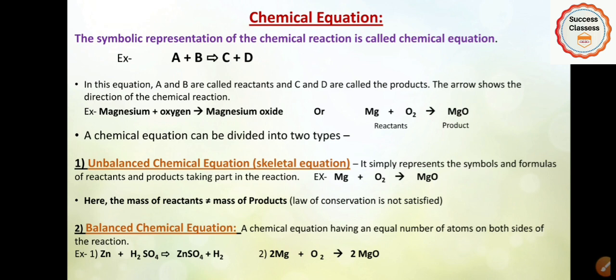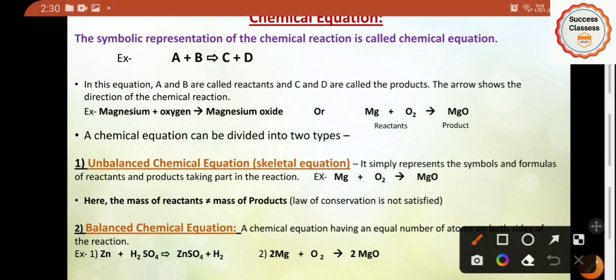So the general chemical equation is A plus B will give C plus D. Here you can see that we have put the plus sign between the reactants and the plus sign in between the products. And we have put an arrow which shows the direction of the chemical reaction, and the direction of reaction is forward direction. So A and B are the reactants and C and D are the products.